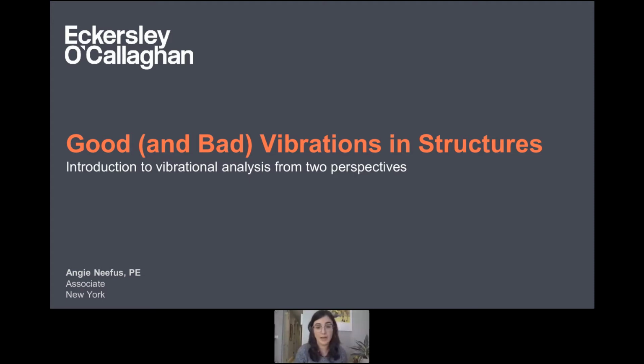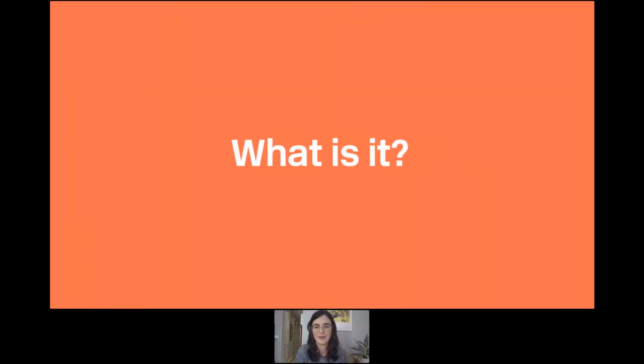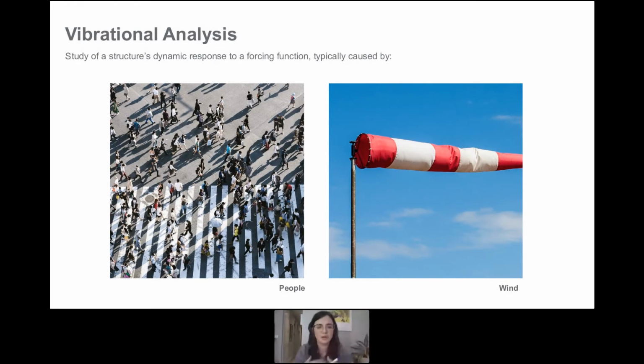With that in mind, we're going to start with the very basics. What is vibrational analysis? In the most generic terms, it is just the study of a structure's dynamic response to a forcing function. And these can be forcing functions caused by people, by wind, even blast engineering is a form of vibrational analysis.